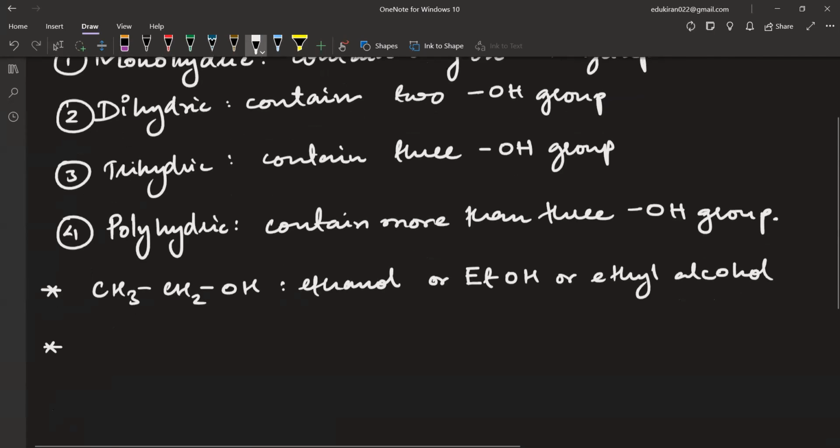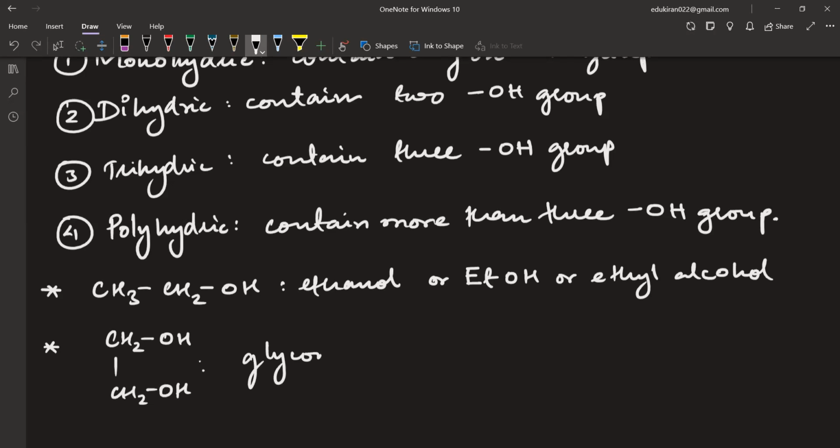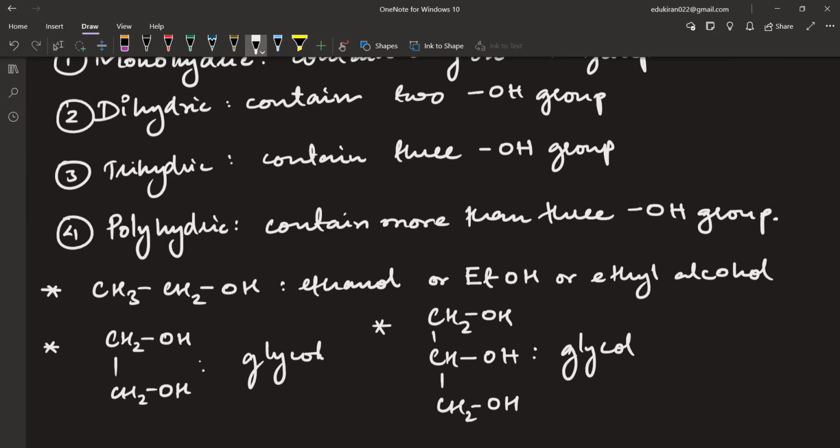Right, next. If you have two carbon atoms like this, CH2OH, then again CH2OH, this molecule is known as glycol. If you have the similar thing but with three carbon atoms, that means you have CH2OH, then CHOH, and then again CH2OH. So all three carbons are attached to each other, they have a bond between each other. So this will be known as glycol, sorry, this is glycerol. That's right. This is glycerol.